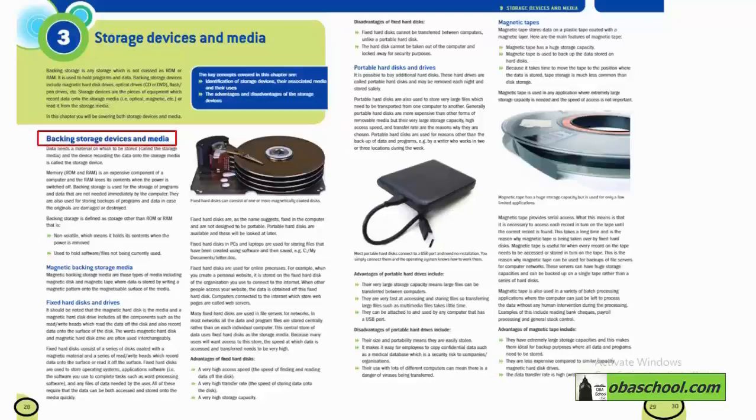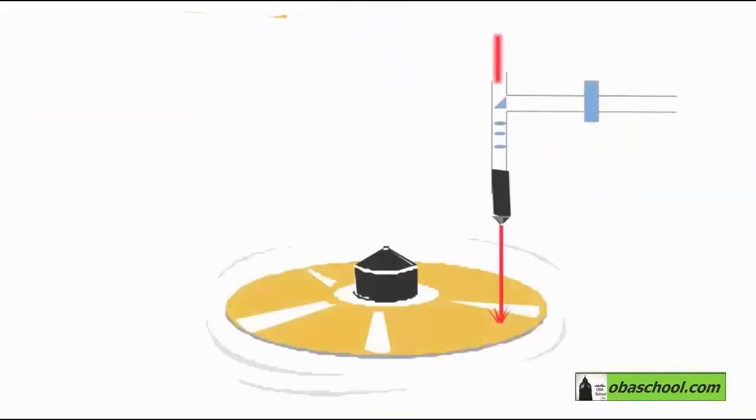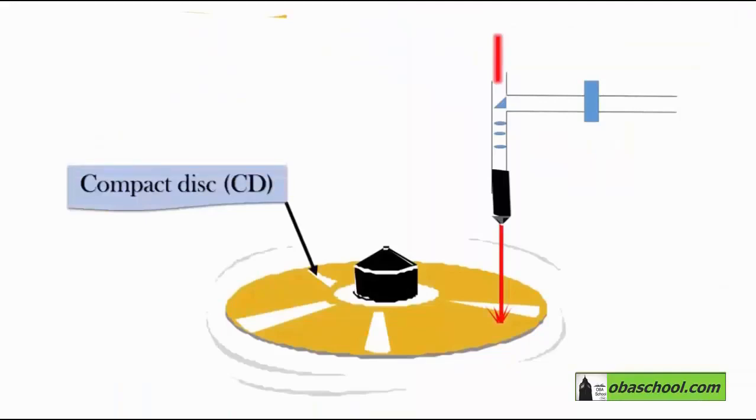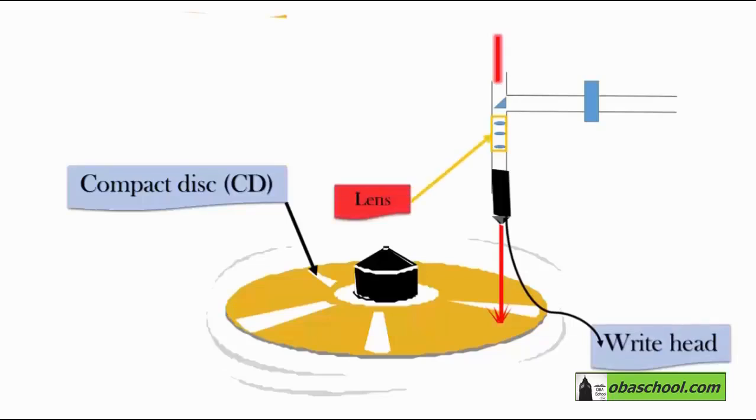Let's start. Now let's look at this together, and this is found inside the PC. Let's look at each part. This is the compact disc. And this is the write head, which reads off the CD. And here inside the write head we have the lens, which is made out of glass.